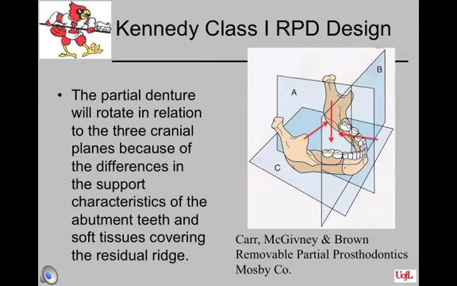The partial denture will rotate in relation to the three cranial planes due to functional forces that it is under and because of the differences in the support characteristics of the abutment teeth and the soft tissues covering the residual ridge.